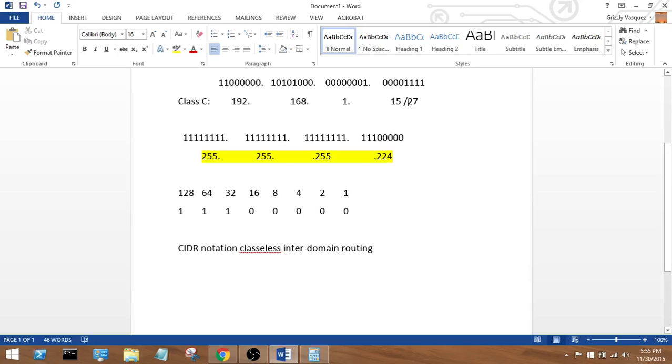So when it's a slash 27 network, the subnet mask is 255.255.255.224. Now for a slash 24, this last octet becomes a 0 because none of these bits would be turned on. 1, 2, 3. 1, 2, 3. That's basically that.